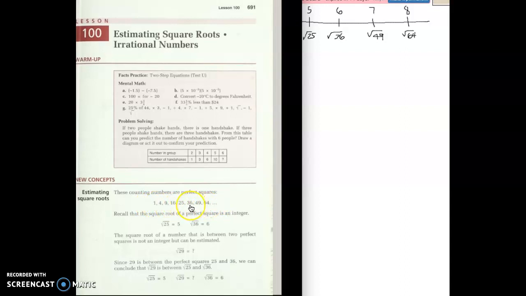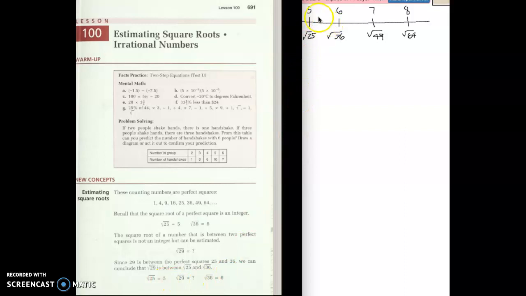So if I were to ask you to estimate the square root of 25, you would know immediately that the square root of 25 is 5. If I were to say, what is the square root of 36, you would know we're talking about 6. But what if I were to ask about the square root of 29? Well, I'd have to know that 29 lies between 25 and 36, which are two perfect squares that sandwich 29, or the square root of 29. So we would say that the square root of 29 would have to be between 5 and 6.